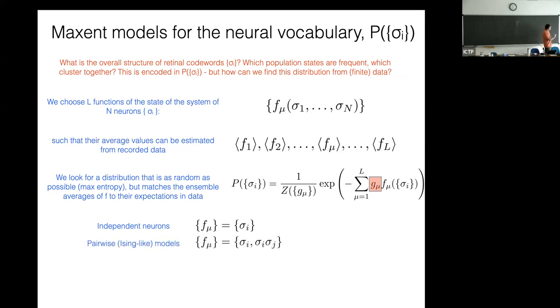The next one is the one we also introduced yesterday. It's a kind of pairwise Ising-like model where I constrain the mean activity of every neuron and the correlation coefficient between every pair of neurons, i and j. But I will introduce today more complicated models as well.